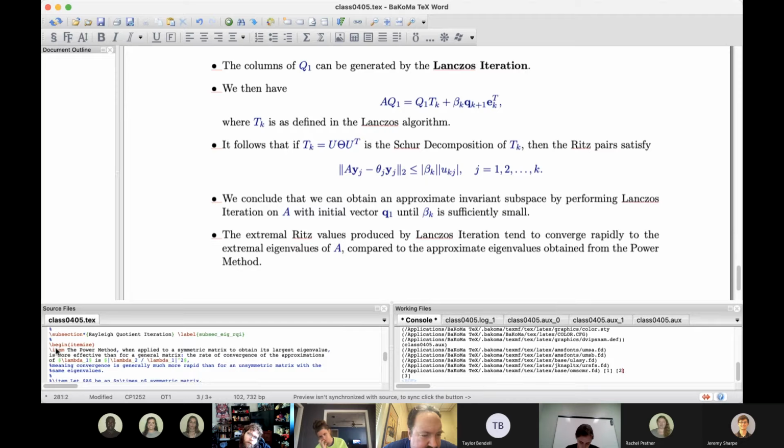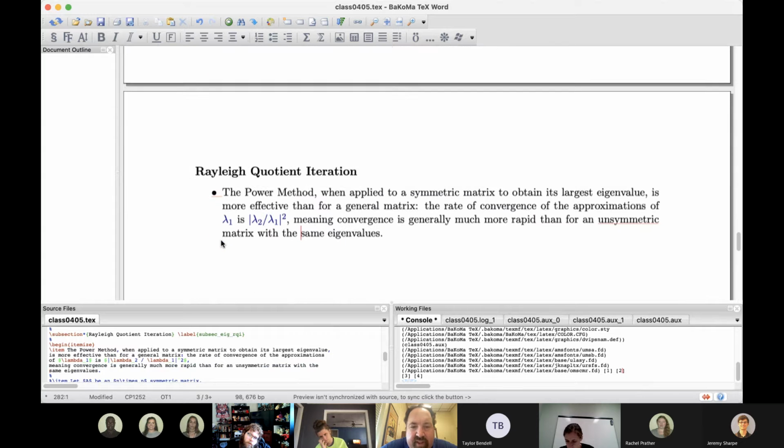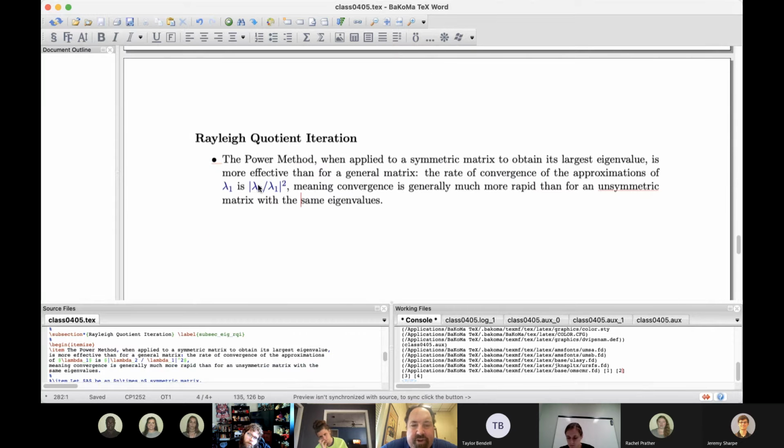Now, speaking of a power method, if you apply it to a symmetric matrix, it's actually a lot more effective than for a general square matrix, because the convergence rate was lambda 2 over lambda 1, but then you square that in the symmetric case. Since this number is less than 1, squaring makes it smaller. So it converges a lot more rapidly than for an unsymmetric matrix that has the same eigenvalues.